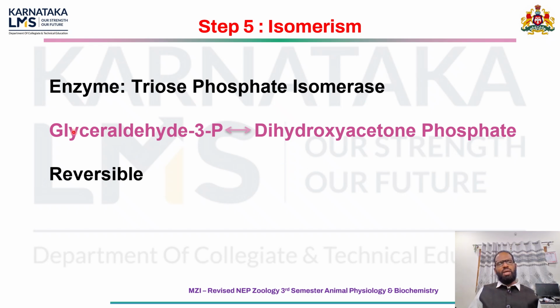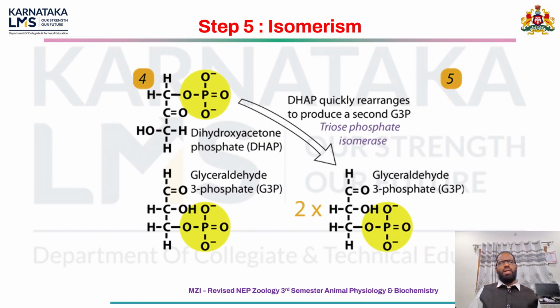Here we know that glyceraldehyde 3-phosphate is directly on the path of glycolysis, whereas dihydroxyacetone phosphate is not directly on the path of glycolysis. That's why one molecule of dihydroxyacetone phosphate must be converted to glyceraldehyde 3-phosphate. This reaction is a reversible reaction.